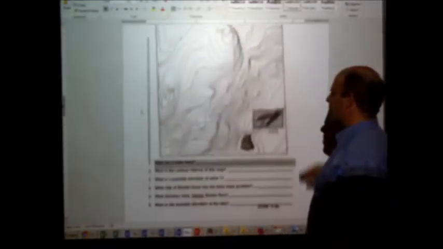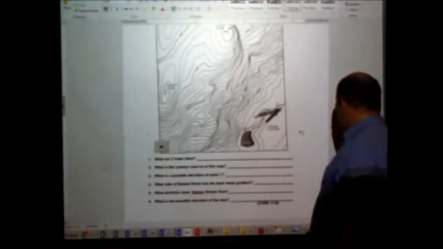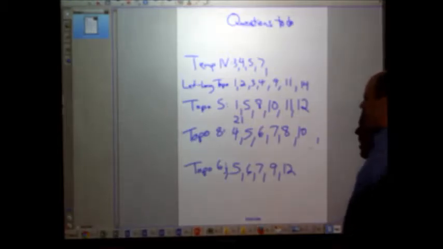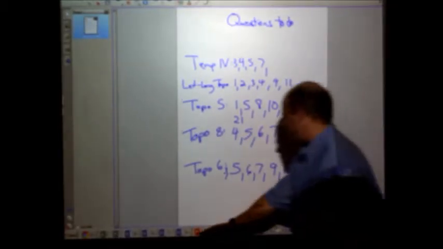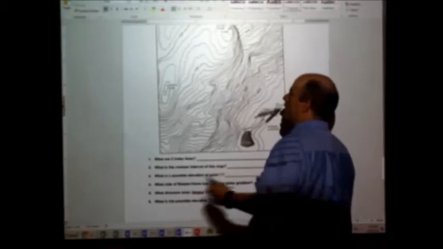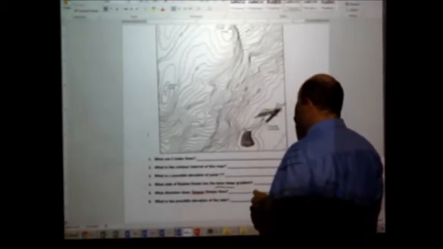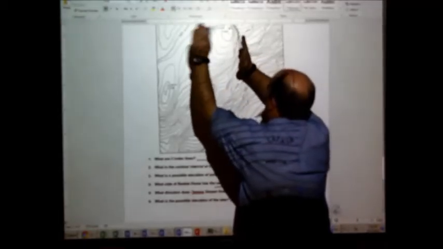Okay, on to topographic maps number 8. Lots of questions on topographic maps. Our questions for topographic map number 8 were 4, 5, 6, 7, 8, and 10. So, going back over here. Number 4, what side of Basket Dome has the least steep grading? That means it's the almost open one, so that would be the west side, because the lines are farthest apart on the west side of Basket Dome.